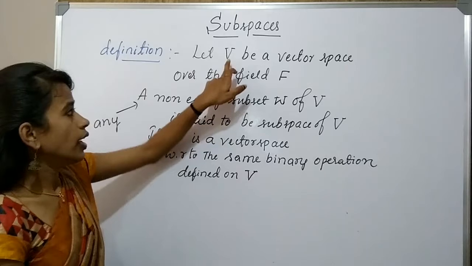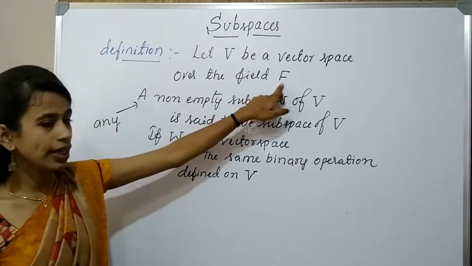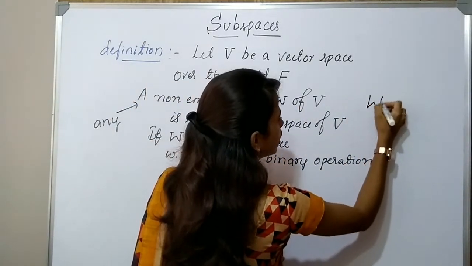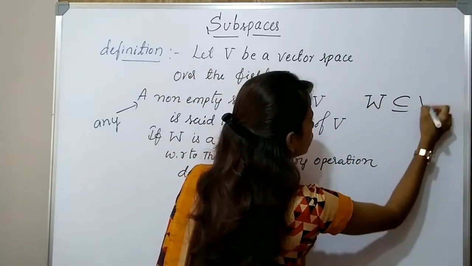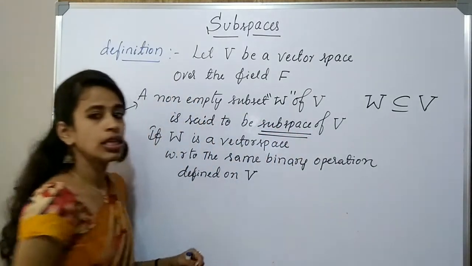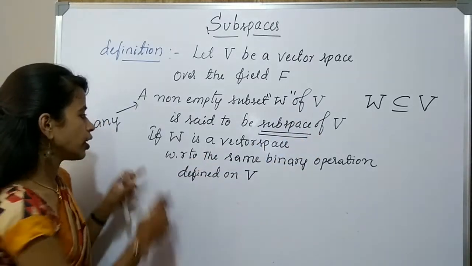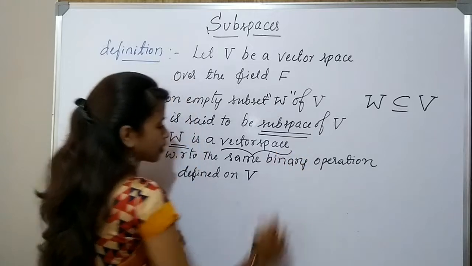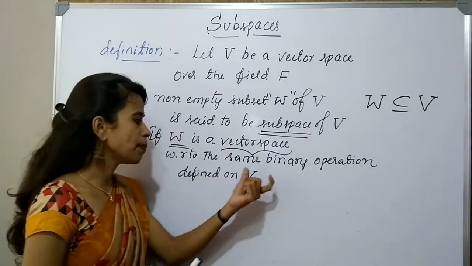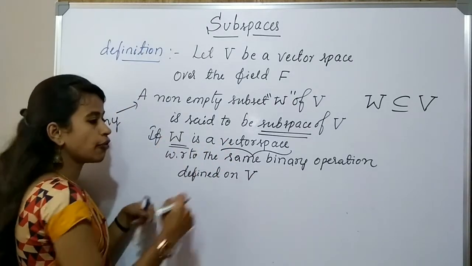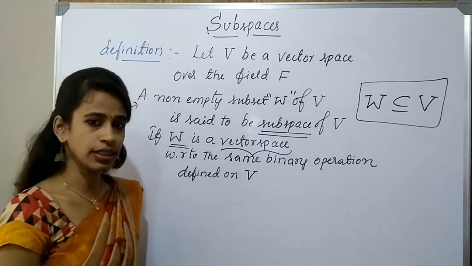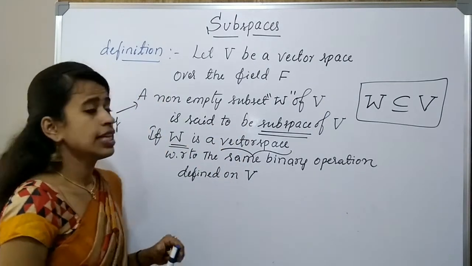Okay. So here, let V be a vector space over the field F, and let W be any non-empty subset of V. So subset W of V is said to be a subspace of the given vector space V if W is a vector space with respect to the same binary operation defined on V. So with respect to the same binary operation, if W forms a vector space, then we say that it is a subspace of the vector space V over the field F. Is it clear? So this is the definition of subspace.